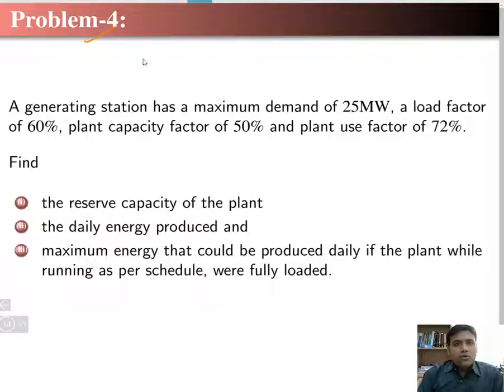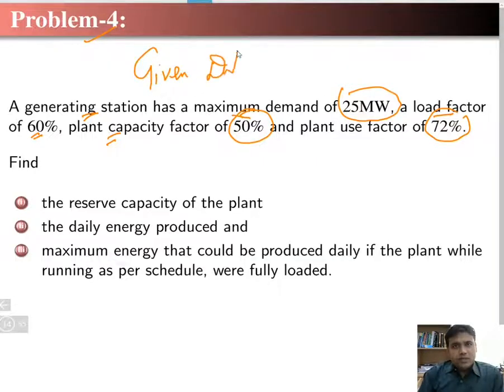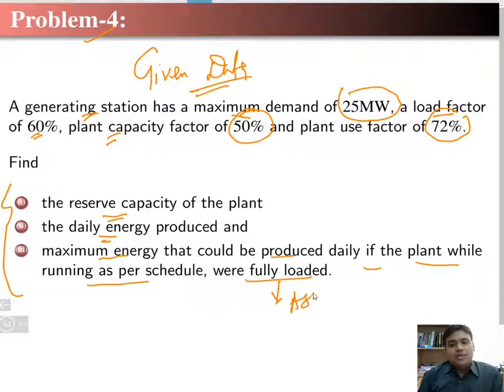Problem number 4 that you have is, if you have a generating station where the maximum demand is 25 megawatt and the load factor is 60%, plant capacity factor is 50%, plant use factor is 72%. So these are the given data. After the given data, you have to calculate the reserve capacity of the plant, the daily energy produced, and the maximum energy that could be produced daily if the plant, while running as per schedule, is fully loaded. So fully loaded is your assumption.